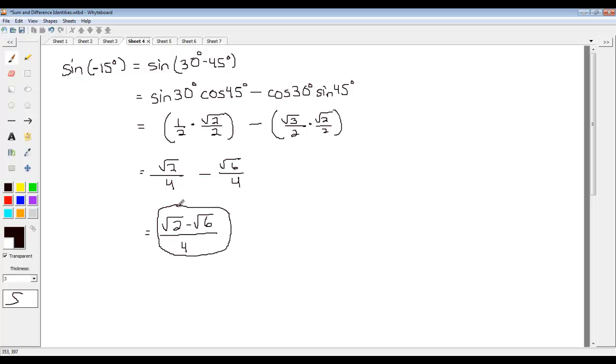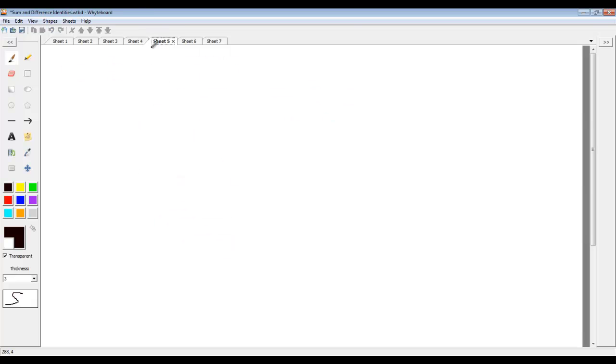So something you previously couldn't do because of limitations with your unit circle, now you can. Pretty neat, right? Okay, let's develop the tangent. Tangent of alpha plus beta.